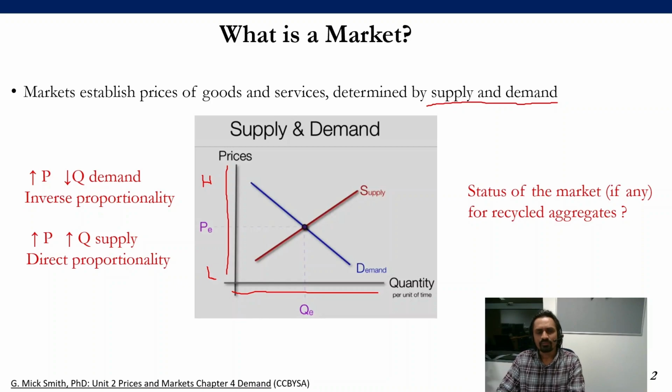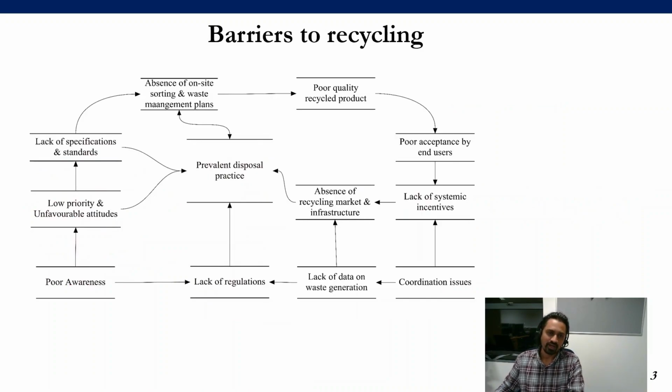Let me give a brief background on the barriers that actually affect recycling as well as the usage of recycled products. So we all know that the prevalent practice in today's situation is a disposal practice, right? Whatever waste gets generated in construction sites is just disposed either in landfills or just thrown away all over the place, leading to unauthorized dumping, right?